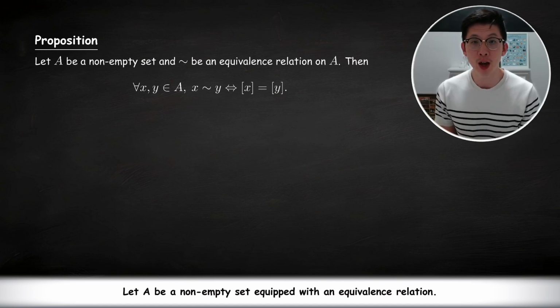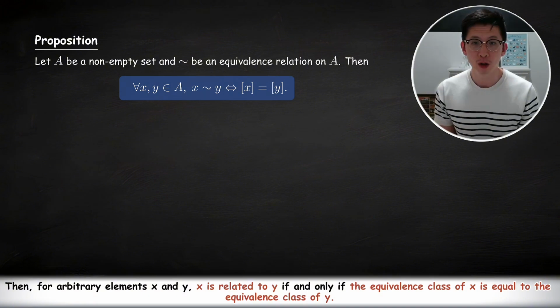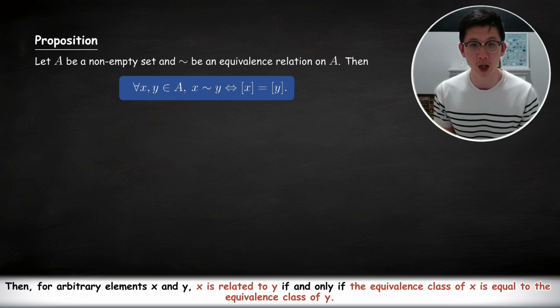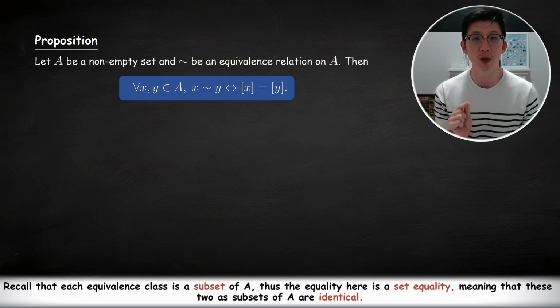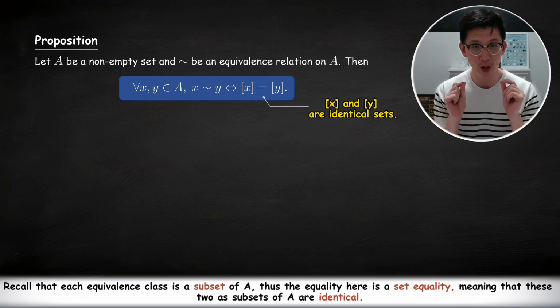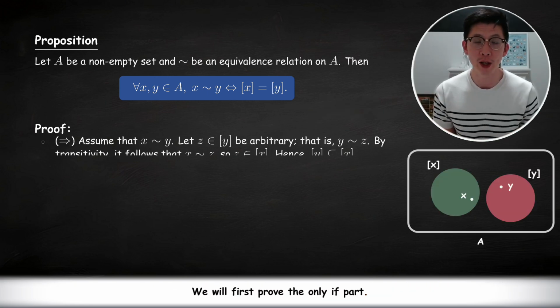Let A be a non-empty set equipped with an equivalence relation. Then, for arbitrary elements x and y, x is related to y if and only if the equivalence class of x is equal to the equivalence class of y. Recall that each equivalence class is a subset of A. Thus, the equality here is a set equality, meaning that these two as subsets of A are identical. We will first prove the only if part.